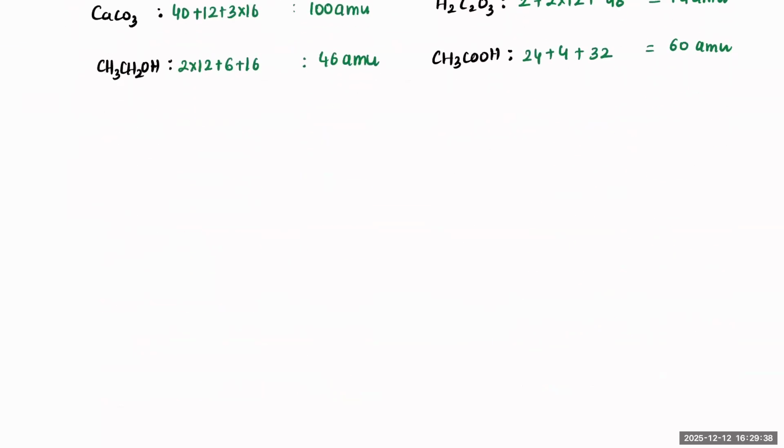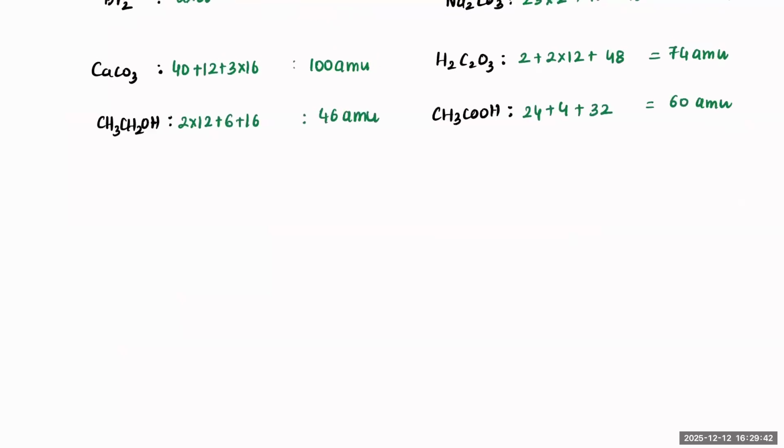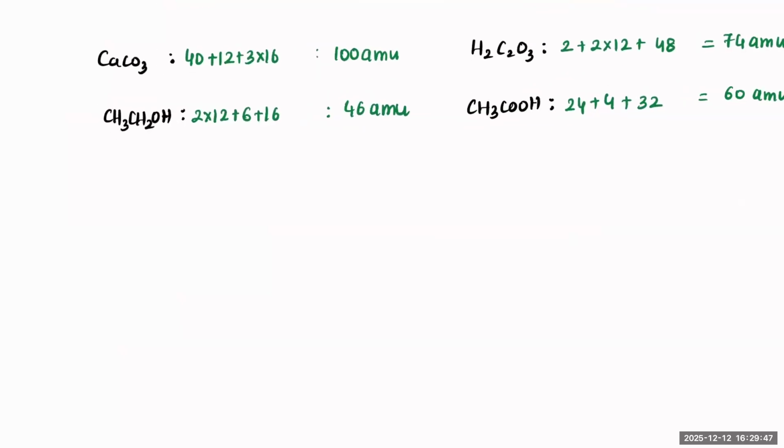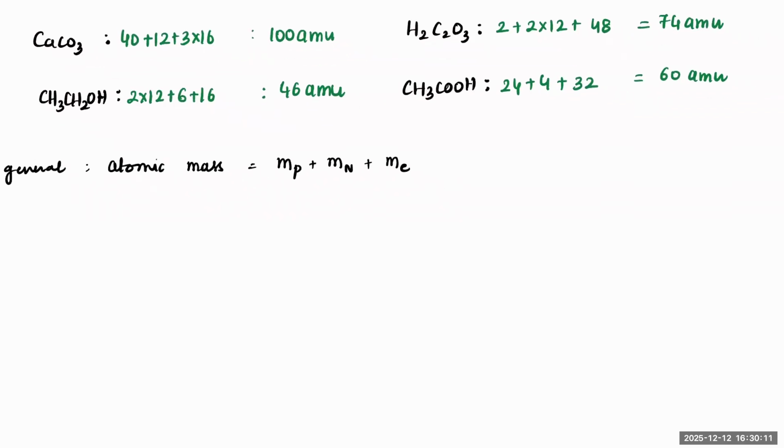Next, we got an idea of what exactly the molecular weight is used for. Okay. In general, check it out. In general, atomic mass is precisely the mass of protons plus the mass of neutrons plus the mass of electrons, isn't it? Because these are the subatomic particles, we expect them to be present.